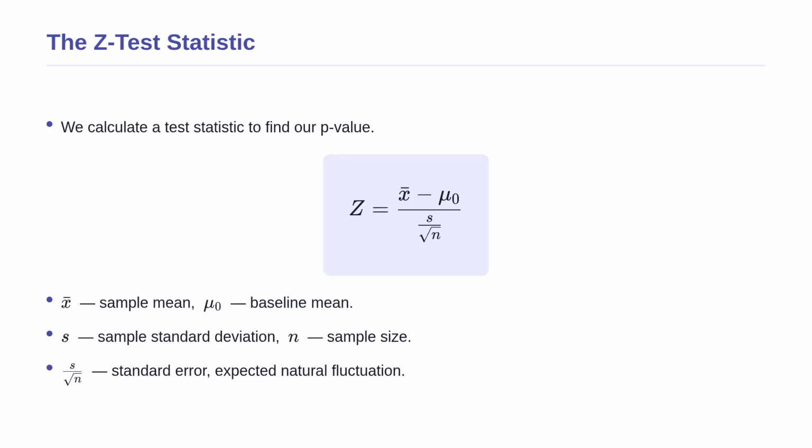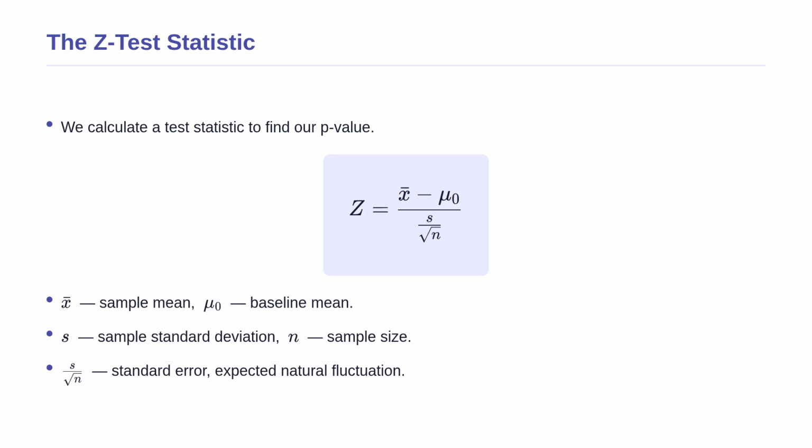Before we can find our p-value, we must calculate a test statistic. This formula calculates the z-score, which measures exactly how unusual our sample result is. In the numerator, we subtract the baseline mean, mu0, from our sample mean, x bar. This tells us the raw difference.